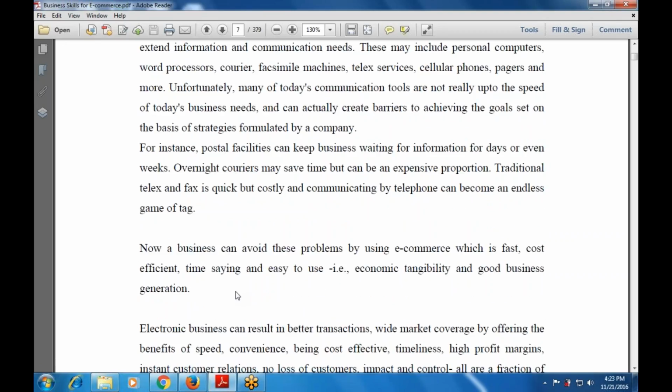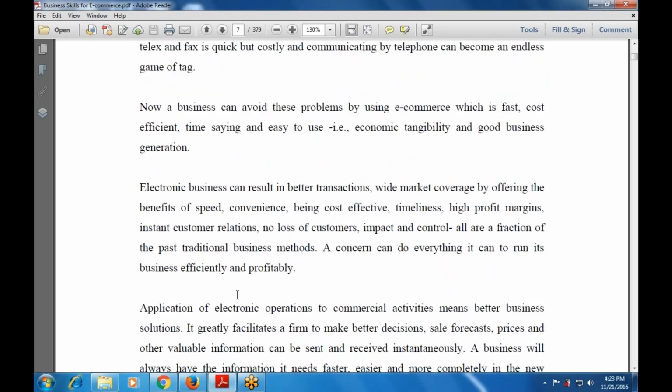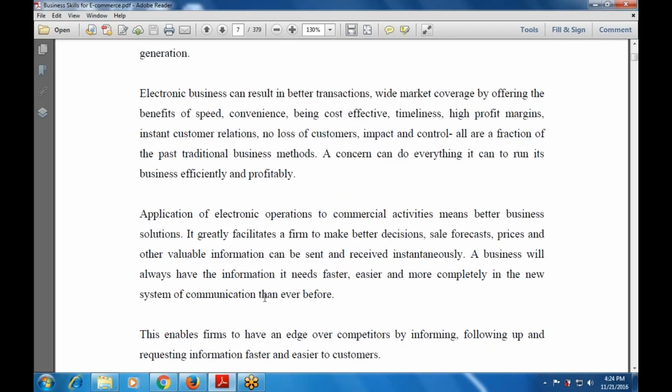Nowadays businesses can avoid these problems by using e-commerce, which is very fast, and this also results in better transactions, because most of the transactions we do in day-to-day life are through e-commerce, that is, through debit card, internet banking, or credit card. Everything is captured by the internet. Applying electronic operation to commercial activity means a better public or business solution, with information needed faster, easier, and more completely in a new system of communication than ever before.